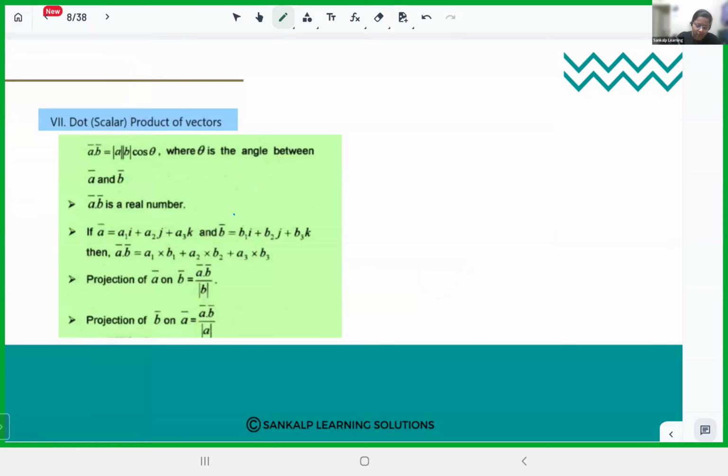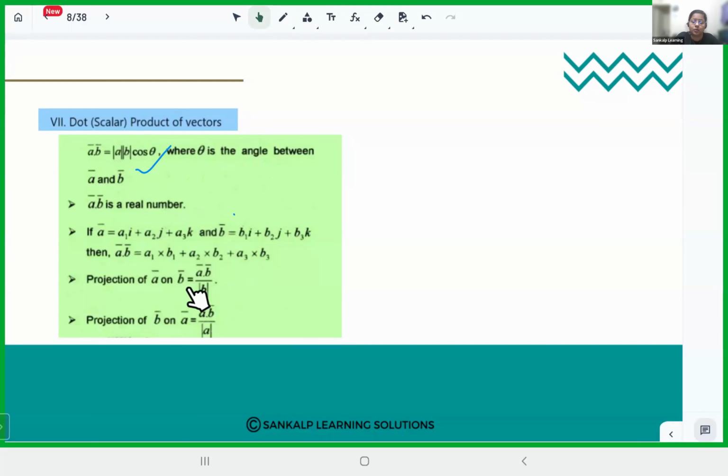So these are some of the important properties of the scalar product. I hope everybody knows all these things. A dot B is equal to AB cos theta, and A dot B will be a real number, a scalar. You also know how to find the dot product of vectors: you multiply the corresponding components. First find A1 into B1, then add A2 into B2, then add A3 into B3. That is given in the next step. That is how to find the dot product of two vectors. Then, what is the projection of vector A on B?